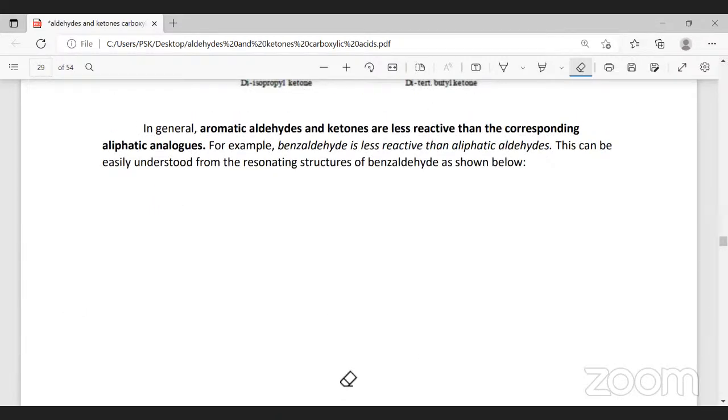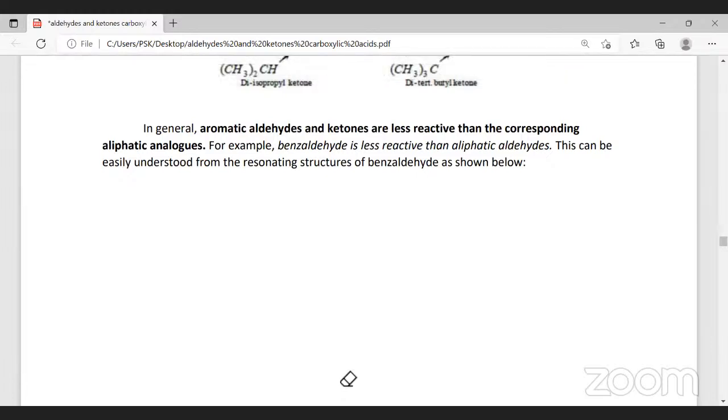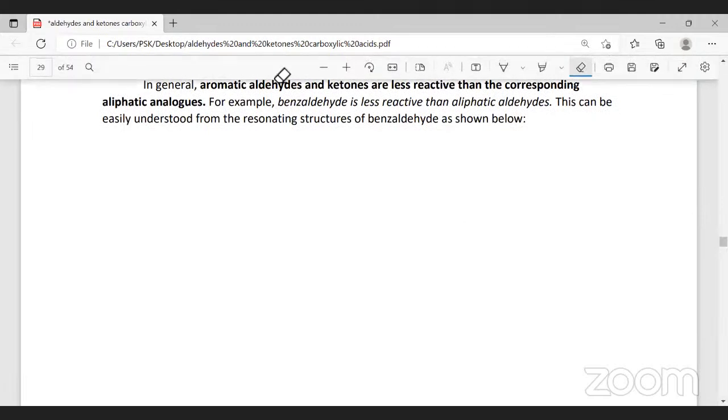The next one is aldol condensation reaction. The name of the reaction is aldol condensation reaction. Now, what is this aldol condensation reaction? Before we learn aldol condensation reaction, we need to know the condition for aldol condensation reaction.